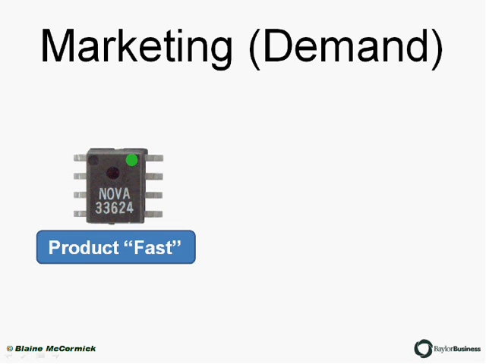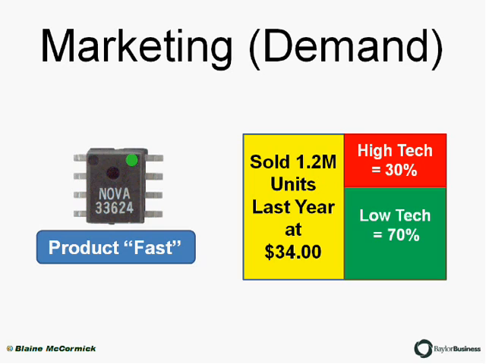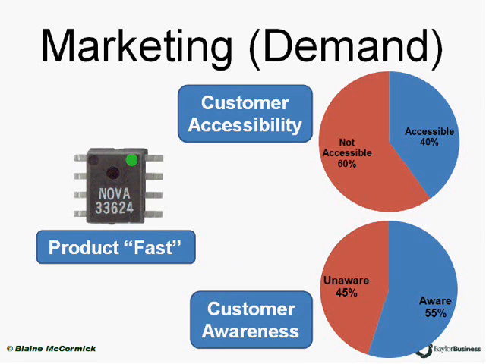Let's look at the demand side of the equation, or the marketing side of your business there. You have a product. It's an electronic sensor. It's called FAST, and that's kind of an approximate picture of what an electronic sensor might look like. And if you look at your information in your Round 0 Fast Track, you'll learn that you sold 1.2 million units of FAST last year at $34 per unit. And so, that's a fair amount of money there. You sold 30% in the high-tech market and 70% in the low-tech market.